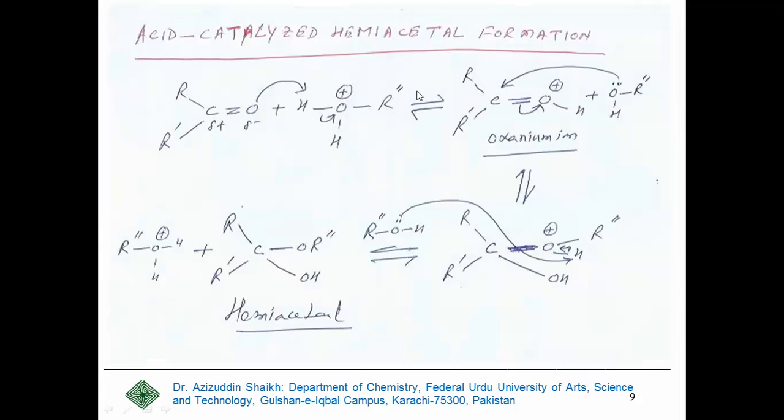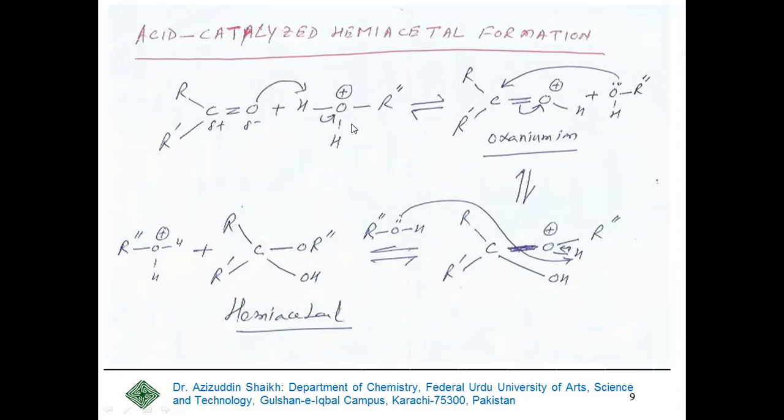This is the mechanism of hemiacetal formation. Acid catalyzed hemiacetal formation. The hemiacetal will be obtained by both acid catalyzed reaction as well as base catalyzed reaction. This is the mechanism of acid catalyzed reaction. This ketone or aldehyde reacts with alcohol. This alcohol will first be acidified because in the acidic medium, alcohol is acidified. It will take H plus.